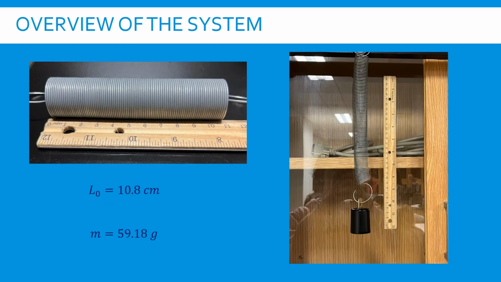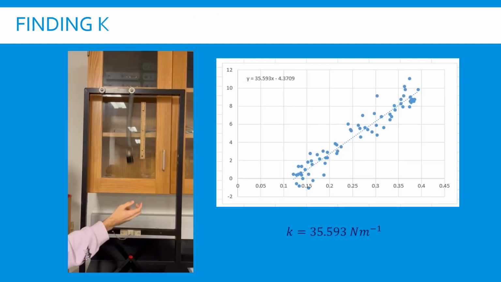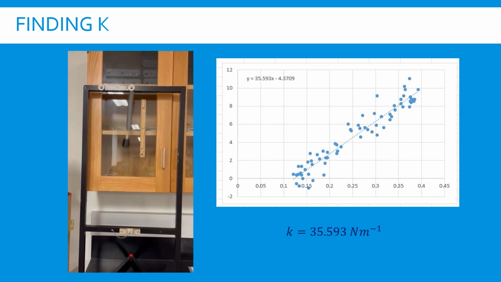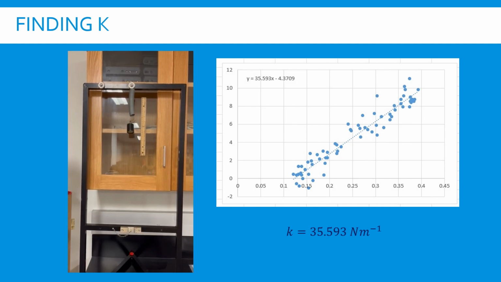Now, a brief overview of the system. We used a spring that had a relaxed length of 10.8 centimeters and a mass of 59.18 grams. We let the spring oscillate with a mass on it, and we used a procedure similar to the one during lab 4, and we found that k is equal to 35.593 newtons per meter.